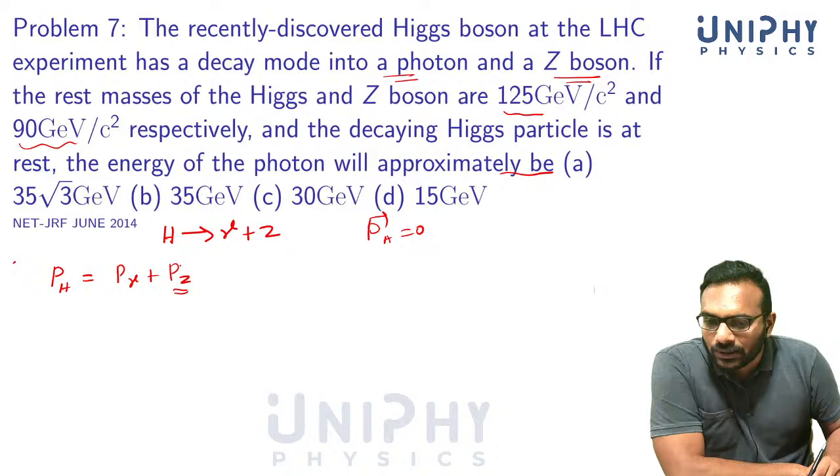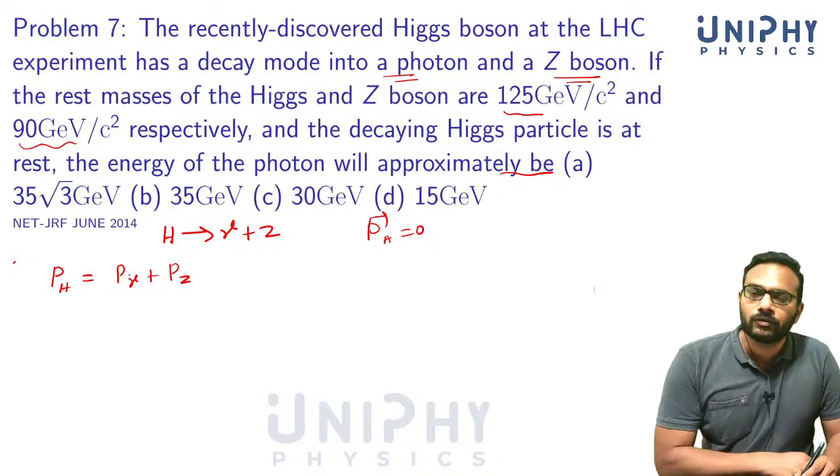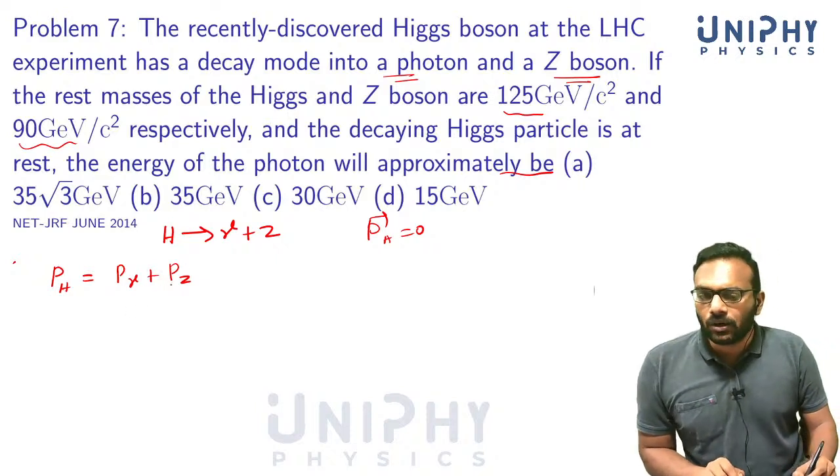Now we need to eliminate the 3 momentum of Pz. How do we do that? We also need to eliminate the 3 momentum of the photon. Only then we will get the answer. Now how do we do that?